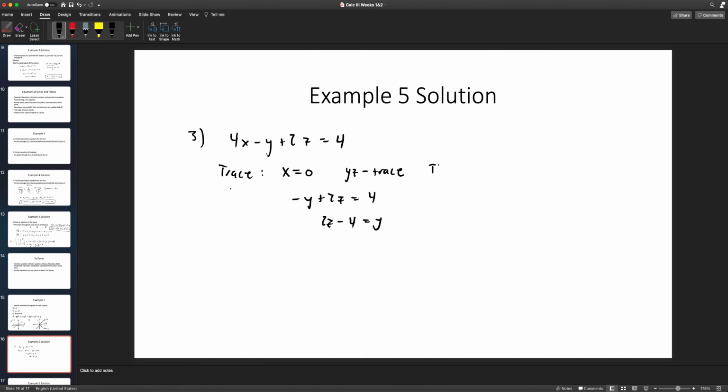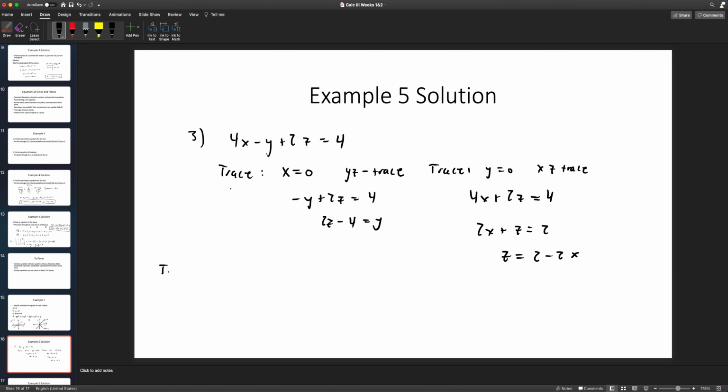Usually there's 3 traces, obviously, because there's 3 coordinates, so you could take y equals 0. So I get the xz trace. So you get 4x plus 2z is 4, or 2x plus z is 2. And you could solve, if you want, for z here, or you could solve for x. It doesn't really make any difference. So z is equal to 2 minus 2x, for example, which is also another line.